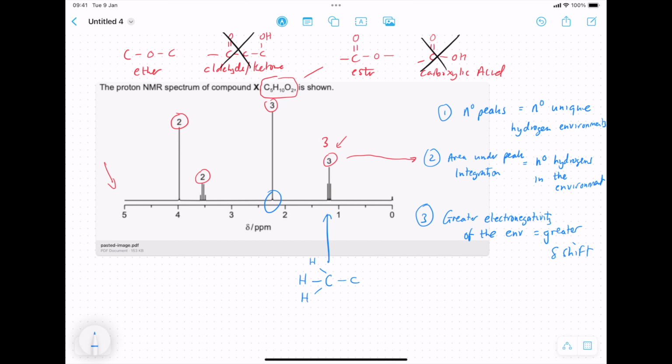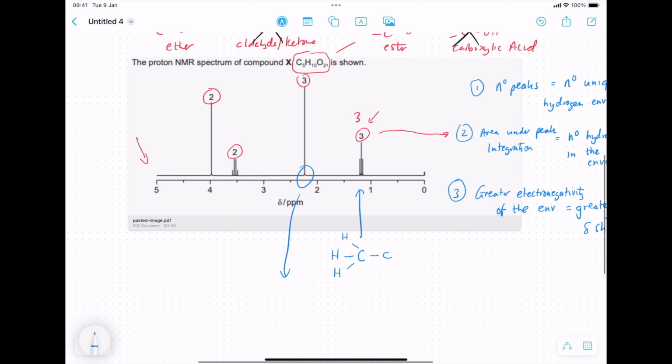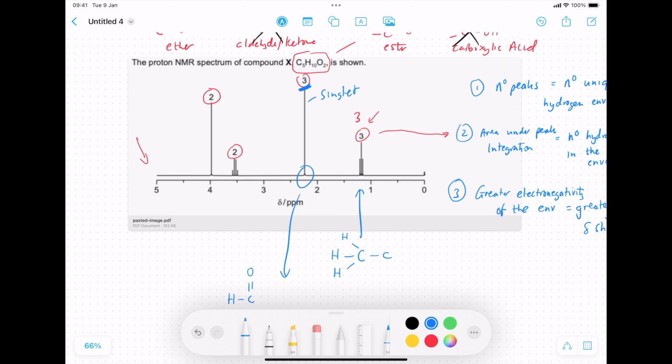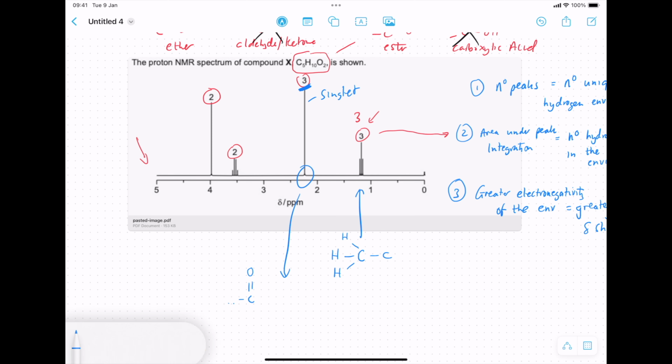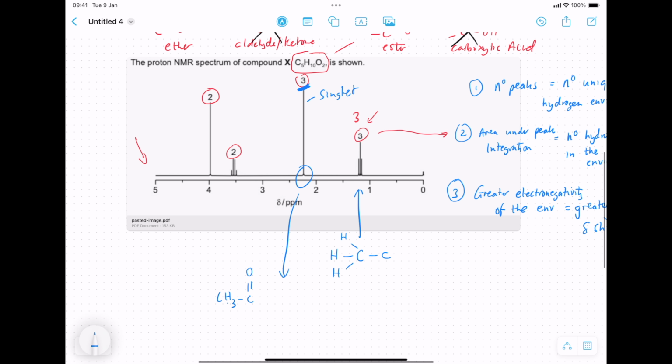Now this one, this is always a really popular one in these type of questions, is the one at about 2.1 and 2.2. So it has to be a hydrogen attached to a carbon next to a C double bond O. It's got 3 hydrogens. It's a singlet, which means the carbon it's attached to does not have any hydrogens. So according to the n+1 rule, the number of hydrogens on the adjacent carbon is 0. So that means I can correct my drawing now, and I know that it's going to be a CH3. There has to be a CH3 there, attached to a C double bond O.